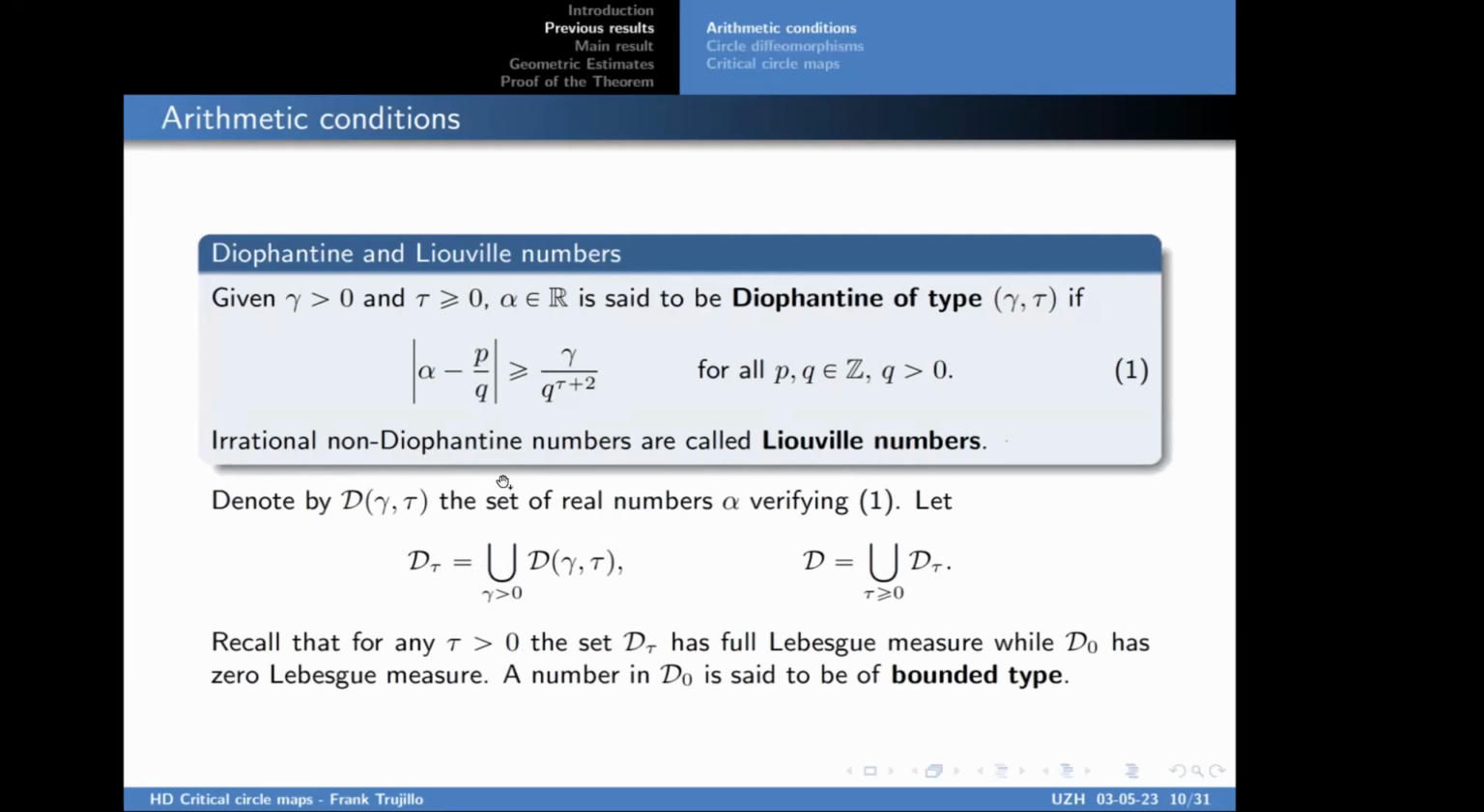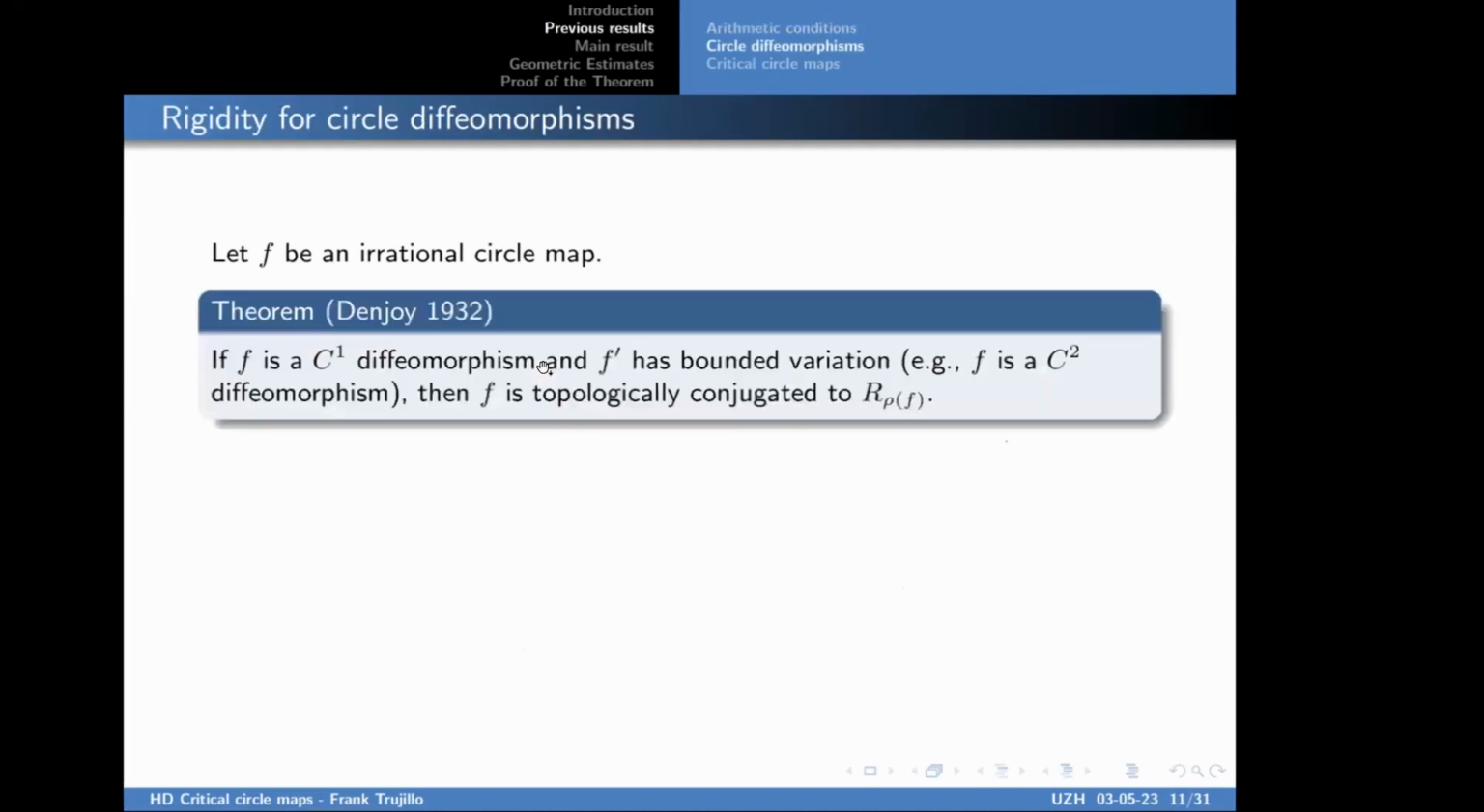This classification allows for some very nice results. So I will try to cover first the case of circle diffeomorphisms. I will consider a map with a rational rotation number. And the classical result of Denjoy says that if your map is sufficiently regular, for example, if your map is of class C2, then the circle map is conjugated to a rotation. So what I was saying before, I don't have wandering intervals.